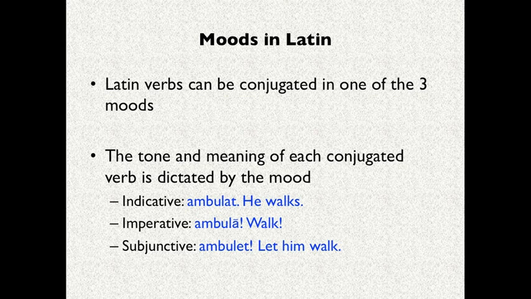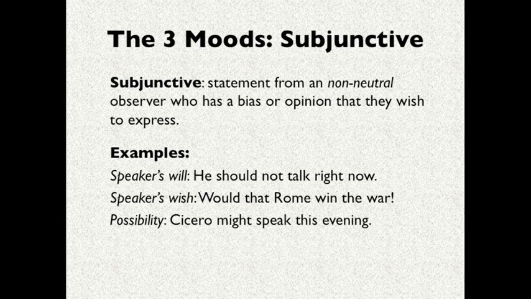For the indicative, our example is ambulat, he walks. For the imperative, our example is ambula, walk. And for the subjunctive, our example is ambulet, let him walk. The subjunctive is a statement from a non-neutral observer who has a bias or opinion that they wish to express.